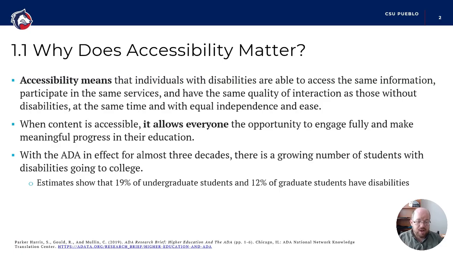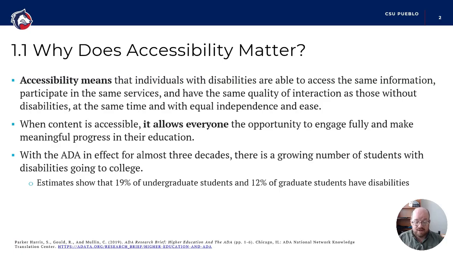In the United States, we are seeing a growing number of students with disabilities attending colleges. Estimates show 19% of undergraduate students and 12% of graduate students have disabilities. With the Americans with Disabilities Act, or ADA, having been in effect for decades, our institutions have a clear mandate to provide equal access. True accessibility is not about reactive accommodations, but about proactive design, anticipating potential barriers and designing elements to be inclusive from the start.